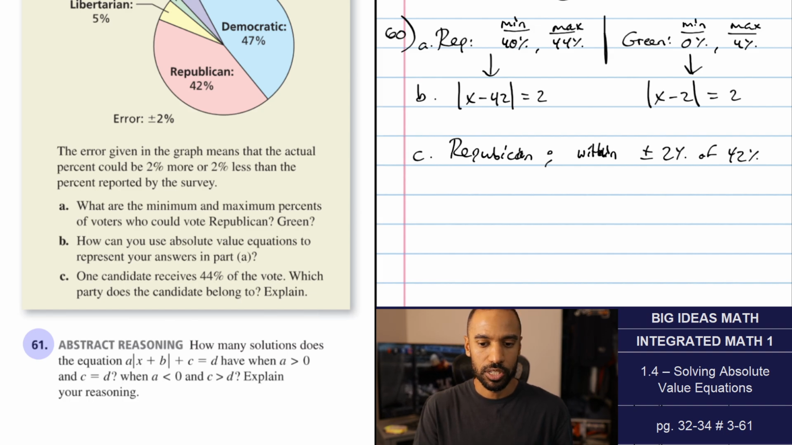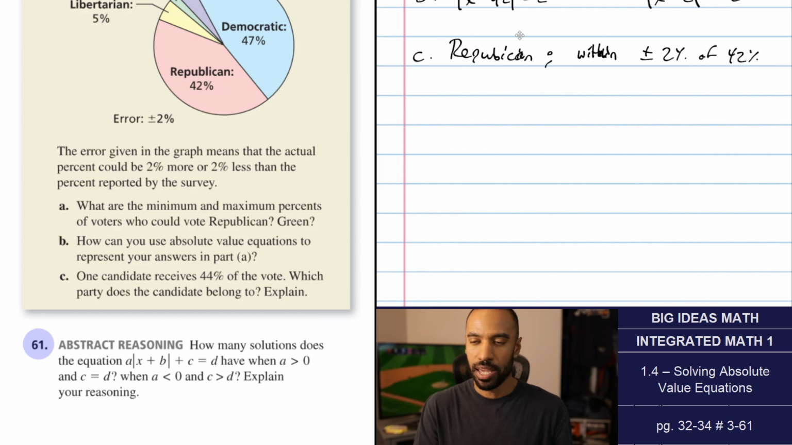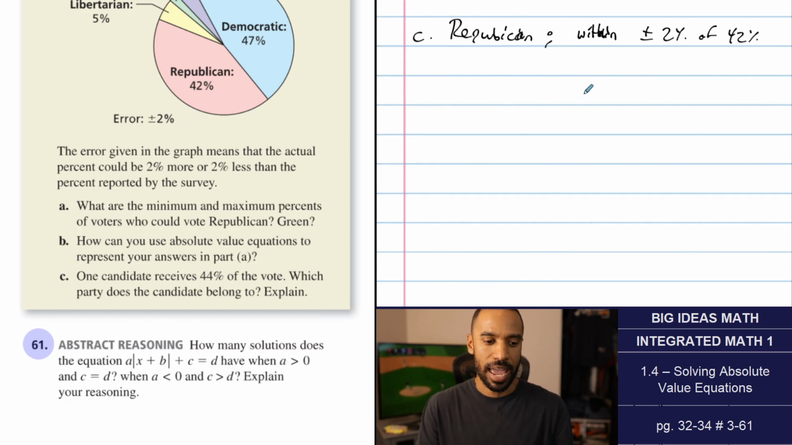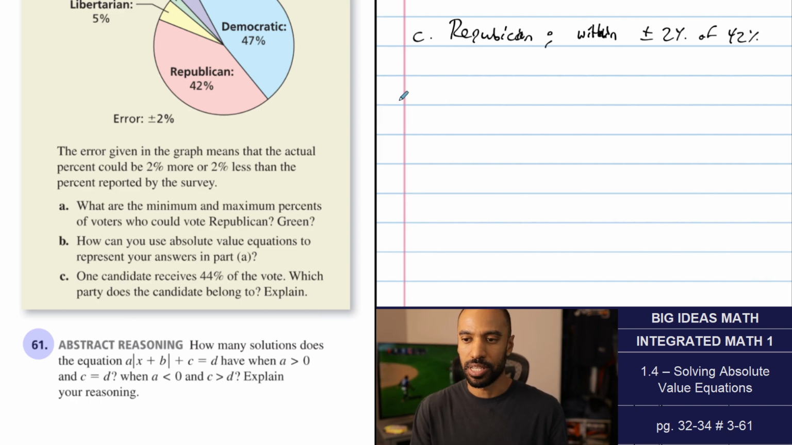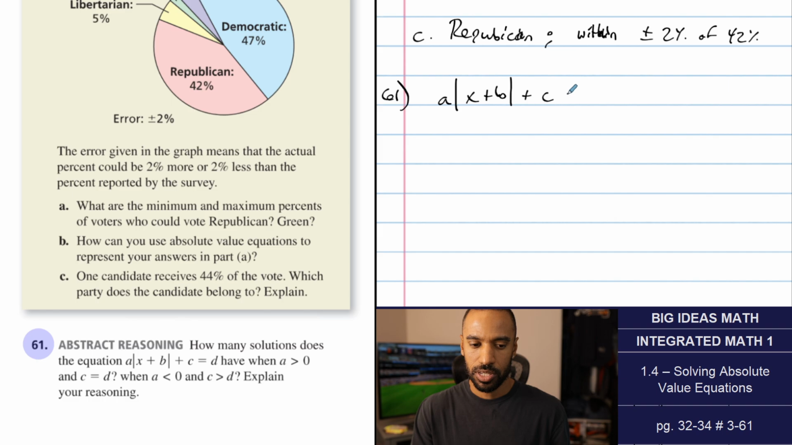How many solutions does the equation a times the absolute value of x plus b plus c equal d have when a is greater than 0 and c equals d, when a is less than 0 and c is greater than d? Explain your reasoning. So a times the absolute value of x plus b plus c equals d.